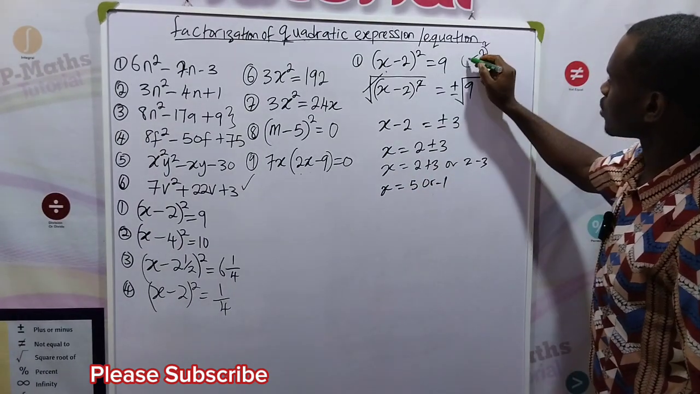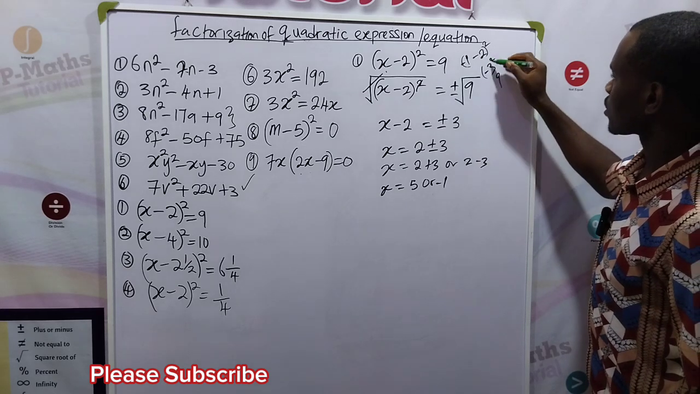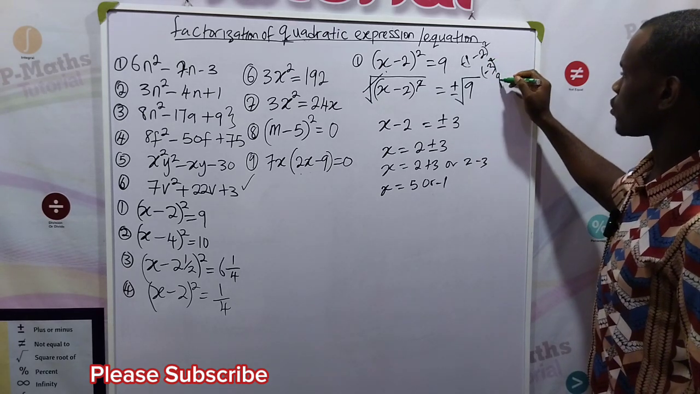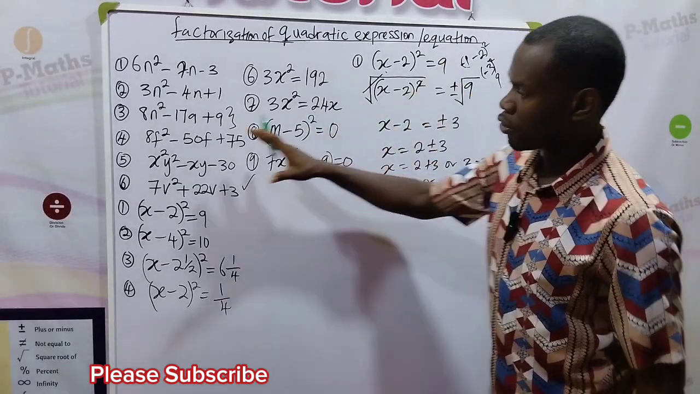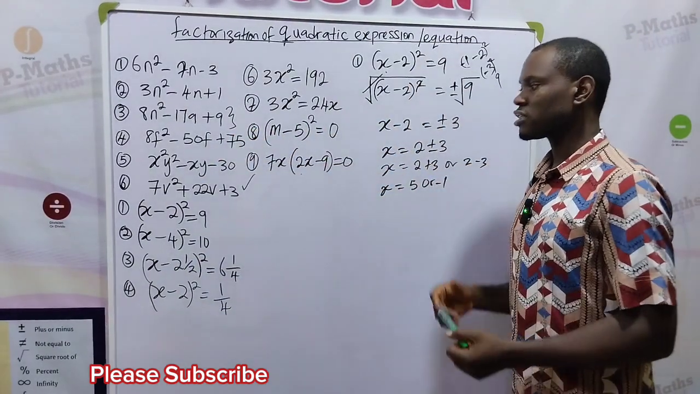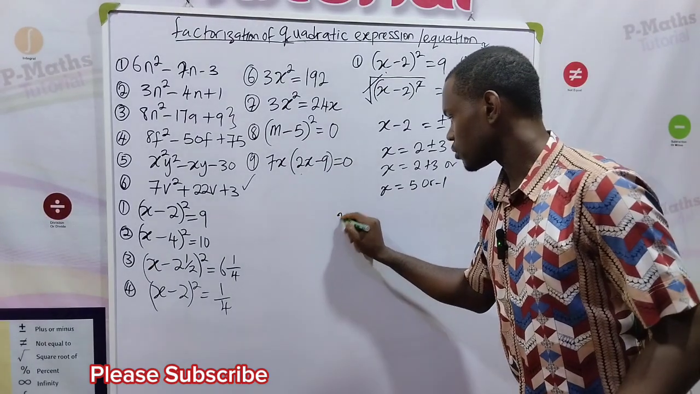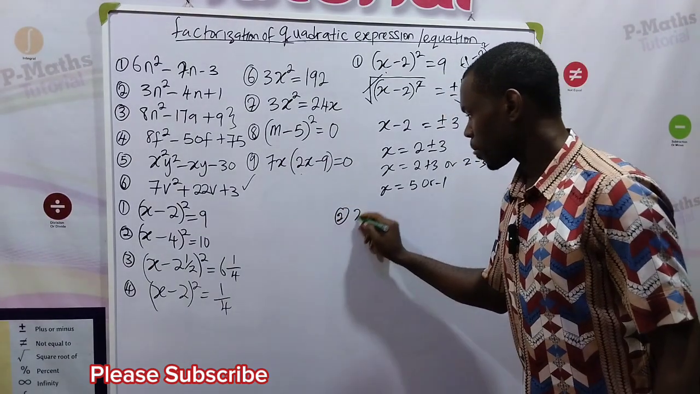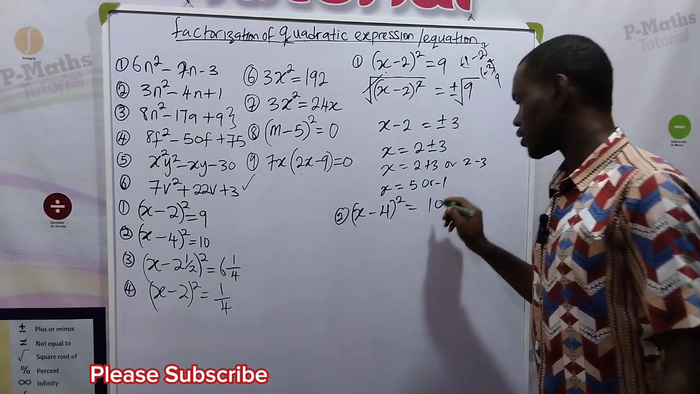So I'll put a negative 1 here. Minus 1 minus 2 will give us minus 3. Now minus 3 squared will give us positive 9. So this is true for the solution. For the other equations we'll be solving, you can test it by yourself and see if it will give us a solution or not. So next we have x minus 4 raised to the power of 2 equals 10.